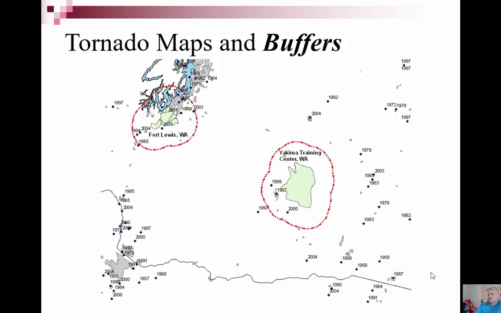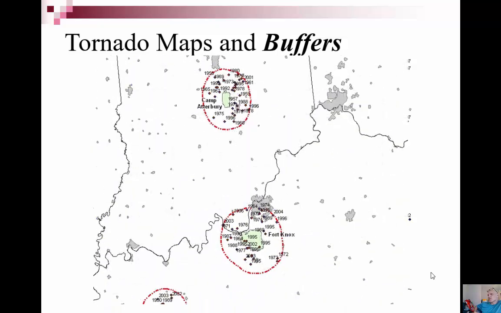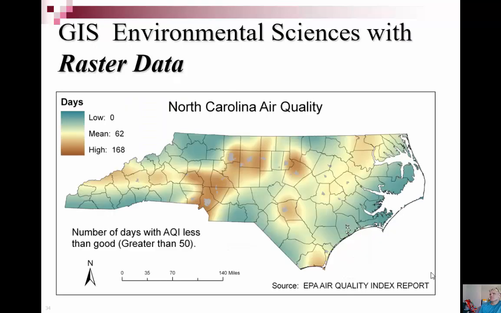So we can look at buffers. These are buffers right here. So we're looking at all tornadoes within a certain distance here on military bases. These are buffers on campus. These are distances, buffers around Wi-Fi transmitters on the NCCU campus with 100 feet buffers, less than 100, 100 to 200, 200 to 300. Here we're looking at raster data. So we've extracted data to look at North Carolina air quality data.